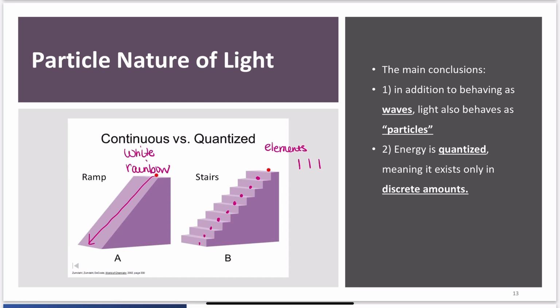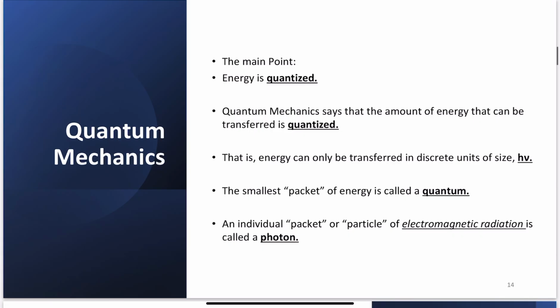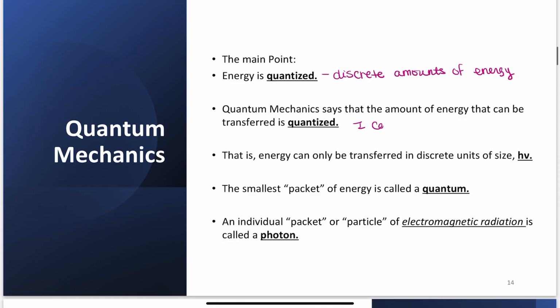So the main conclusions, the main point behind this is that energy is quantized. In addition to behaving as waves, light also behaves as a particle. Energy is quantized, meaning it exists only in discrete amounts. So again, energy is quantized, meaning discrete amounts of energy. Quantum mechanics says that the amount of energy that can be transferred is quantized. I can measure it.